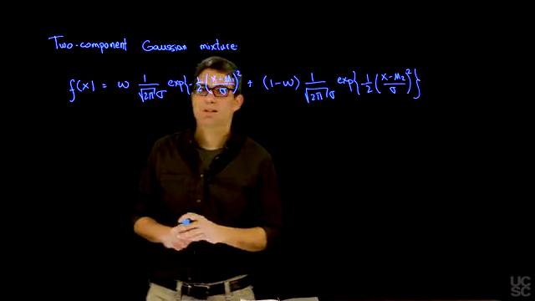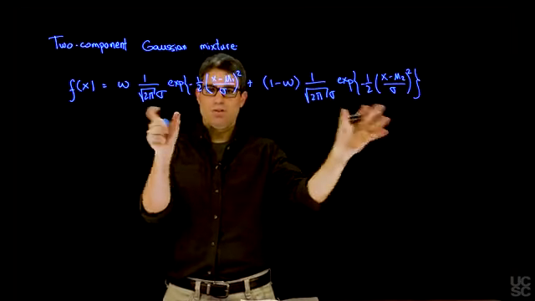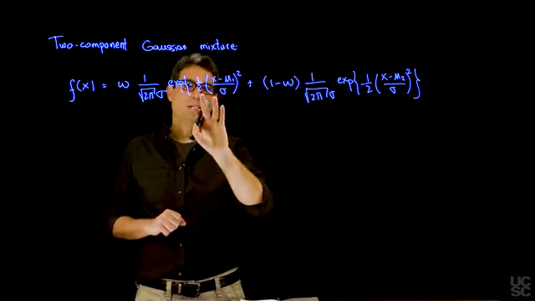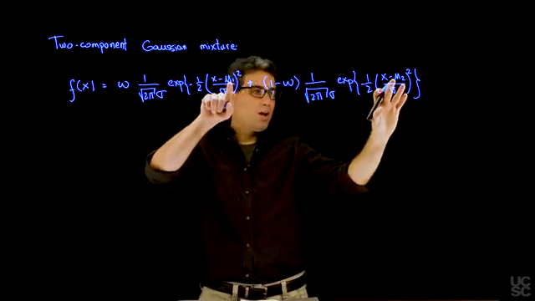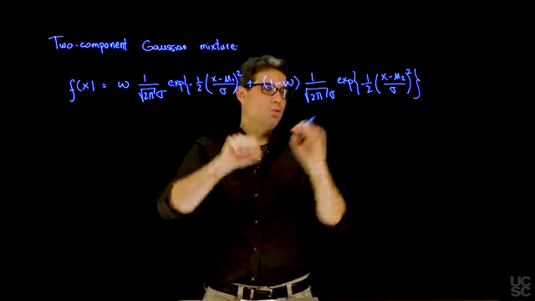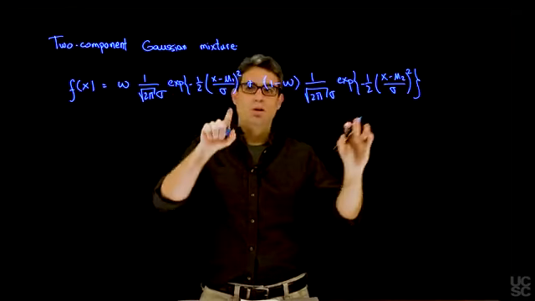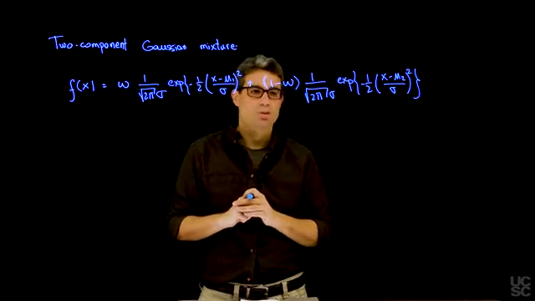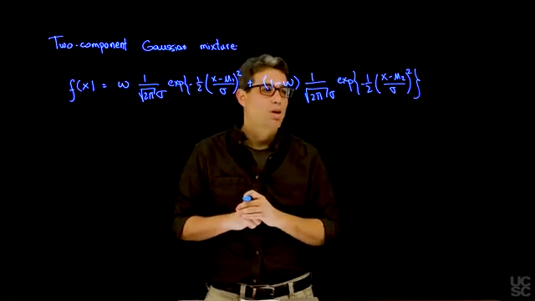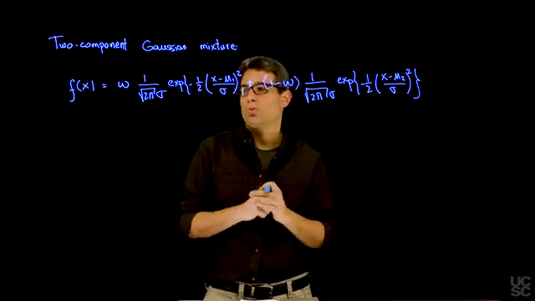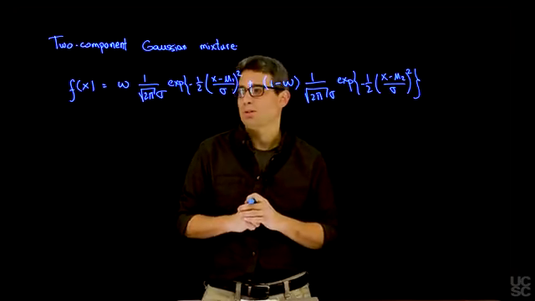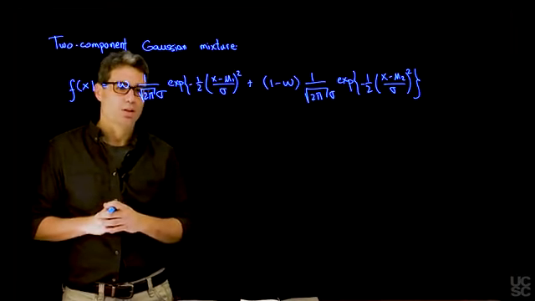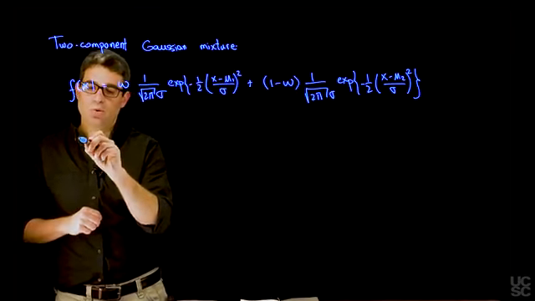So as you can see, this mixture has two components. Each one of the components is Gaussian. The main difference is that we allow the locations of the two components to be different, but we keep the variances of those two components the same. So this is a particular case of a mixture of two normals where we're forcing the variances to be the same.